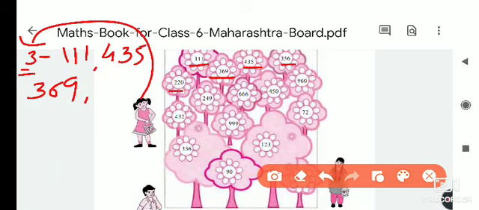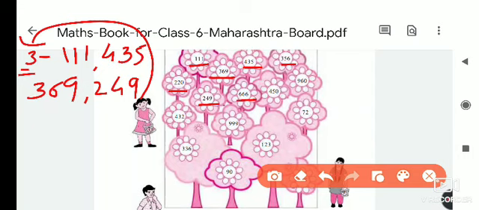Next number is 220. 2 plus 2 is 4, and 4 plus 0 is 4. So 4 is not divisible by 3, so we are not going to write this number in that group. Now here 2 plus 4 is 6, and 6 plus 9 is 15. So 249. The sum of its digits is 15, and that's why this number is divisible by 3. So we have to write it here.